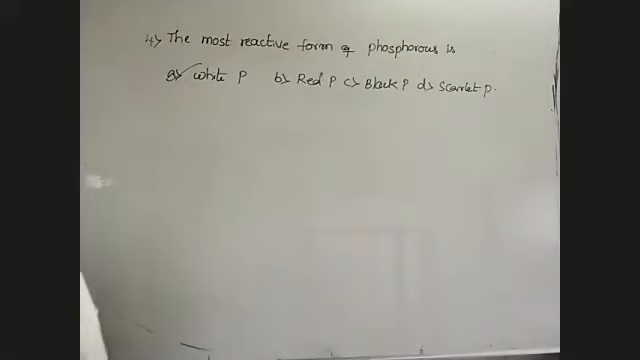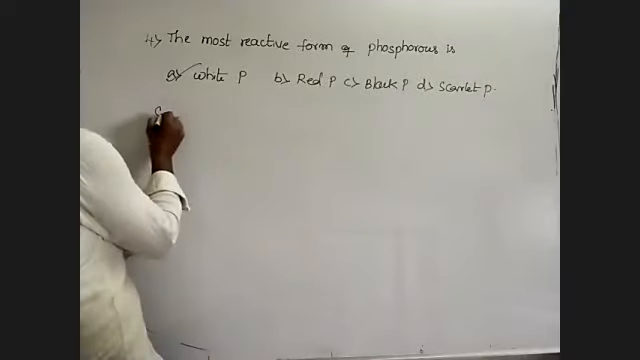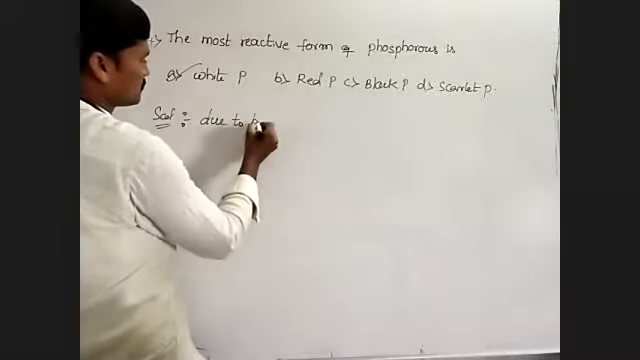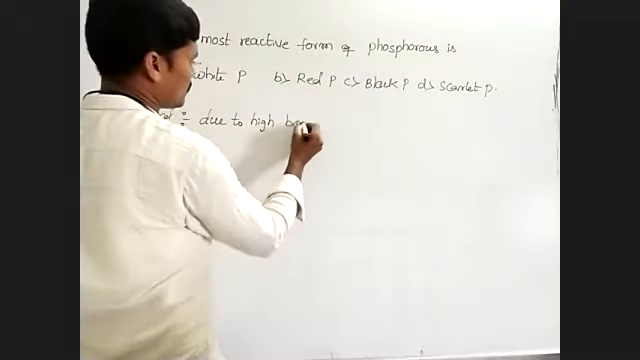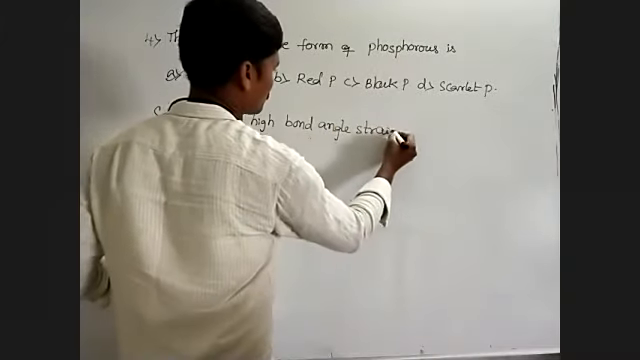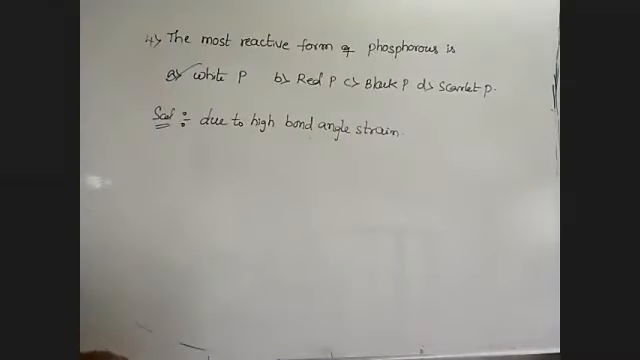So due to high bond angle strain, it contains discrete P4 molecules. So generally, white phosphorus is stored in water to protect it from air, due to its high strain.